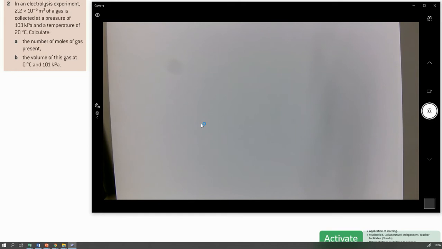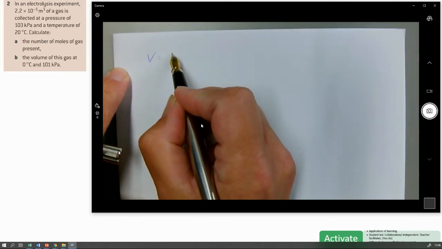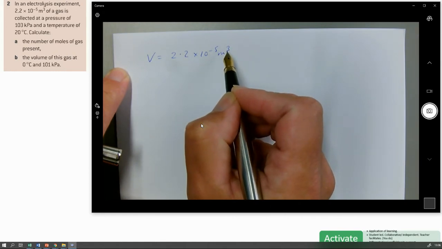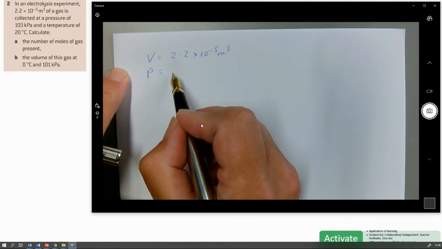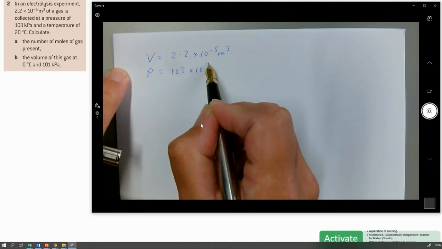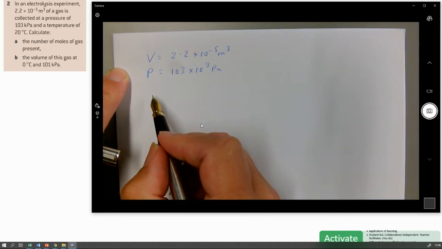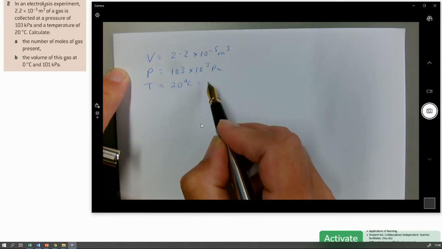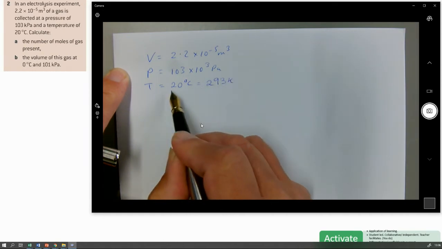What does it say? Let's write down some data. We've got a volume of gas that we've collected. The volume of gas collected was 2.2 times 10 to the minus 5 meters cubed. A little bit of gas. We know the collection pressure. We know it's collected at a pressure of 103 kilopascals. We also know that the temperature was 20 degrees C, which is 293 Kelvin. Don't fall in the trap.